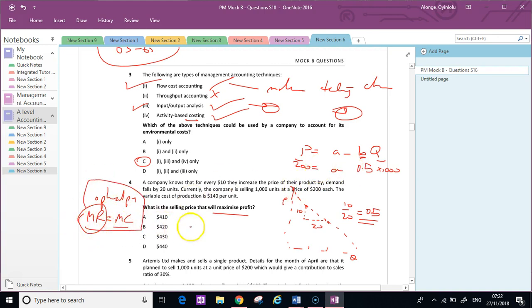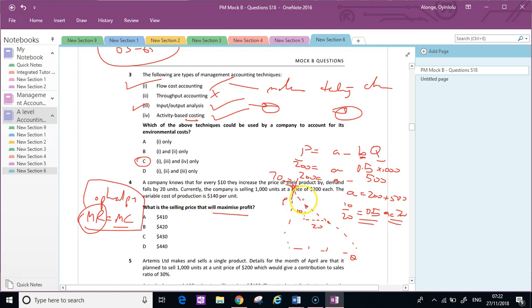This is a staple idea, a good revision tool. So what do we have? We have 200 is equal to A minus half of 1,000, that's 500. So 200 equals A minus 500, and therefore A must be equal to 200 plus 500, so A must be 700. Now we know what A is. At this point, that's definitely the highest price we have, £700. At £700, you're selling nothing.